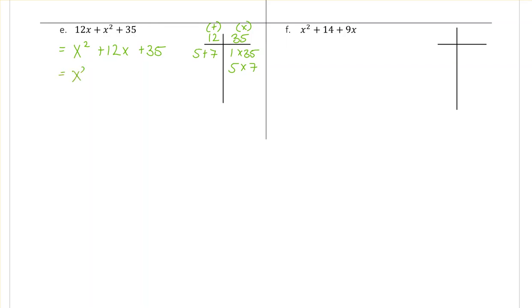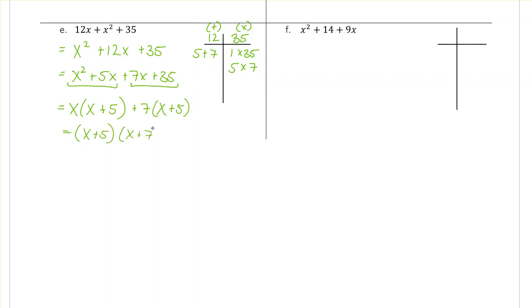Now again, split that middle term: x squared plus 5x plus 7x plus 35. Okay. Pair these together. What's common amongst your first two terms? X. What does that leave you with? Well, x squared, if you factor out x, you're left with x. 5x, if you factor out x, you're left with 5. What's common amongst 7x and 35? 7 is. So if you factor that out, you're left with x plus 5. What's in the brackets? X plus 5. What would be left over is x plus 7.